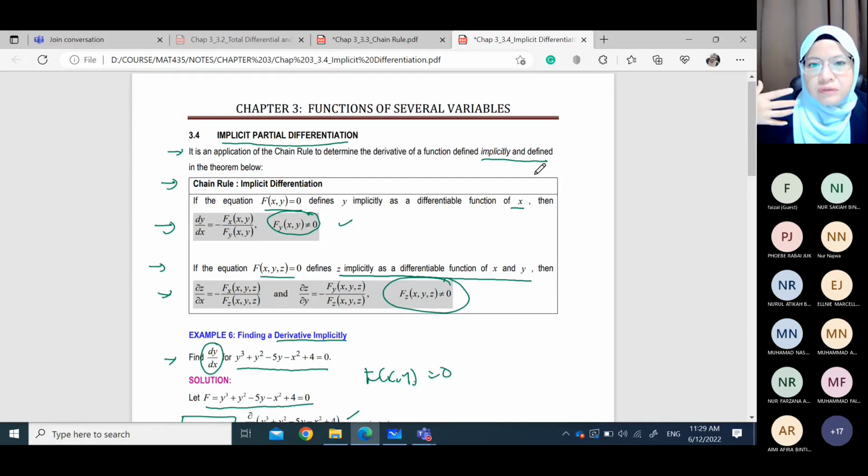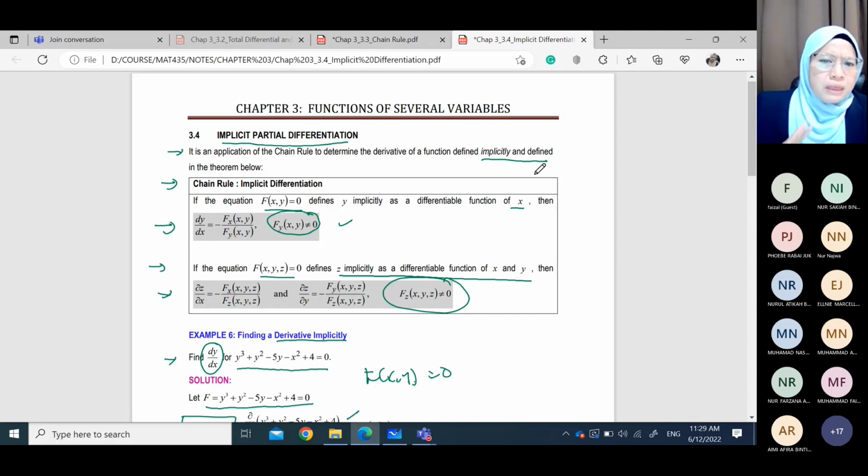So partial derivative means that we differentiate respect to x or y on the function which involve more than one variable. So means that kalau you nak differentiate respect to x, so y itu akan jadi constant. Katakan you nak differentiate respect to y, so x akan jadi constant. Maknanya kita fokus kepada apa yang kita nak differentiate. Itu satu untuk partial differentiation.